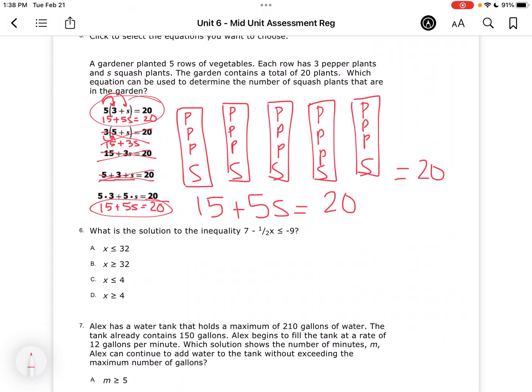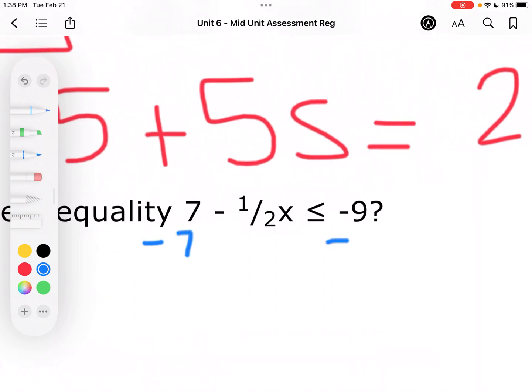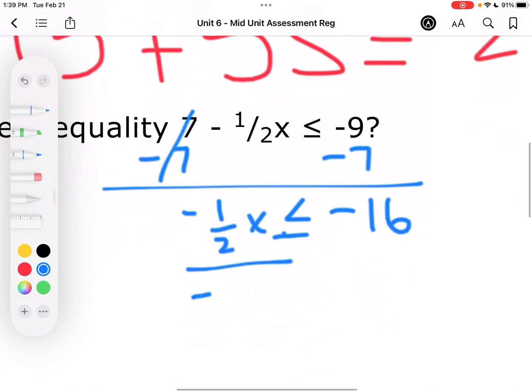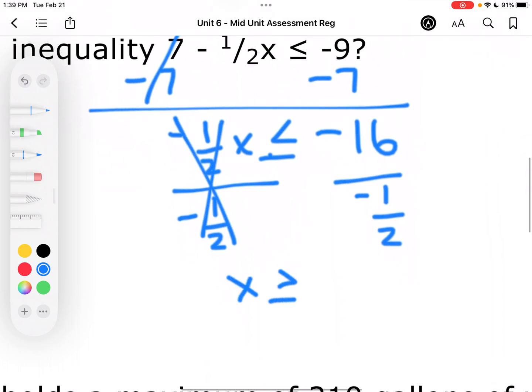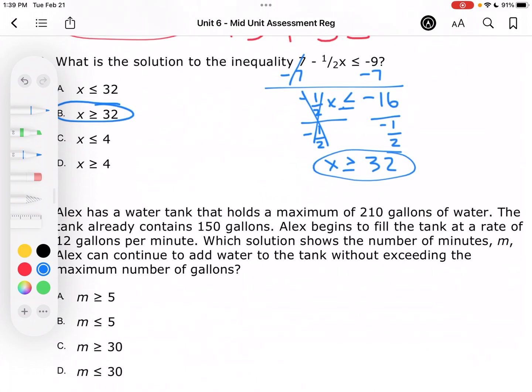All right, what is the solution to the inequality? So I'm going to subtract 7 on each side because my goal is to get rid of whatever was added or subtracted first. So I've got negative 1/2 x is less than or equal to negative 16. Then I'm going to divide by negative 1/2 on each side. When I divide by a negative number, I'm going to reverse that inequality, and it's going to be 32. So x is greater than or equal to 32, so it should have been B.